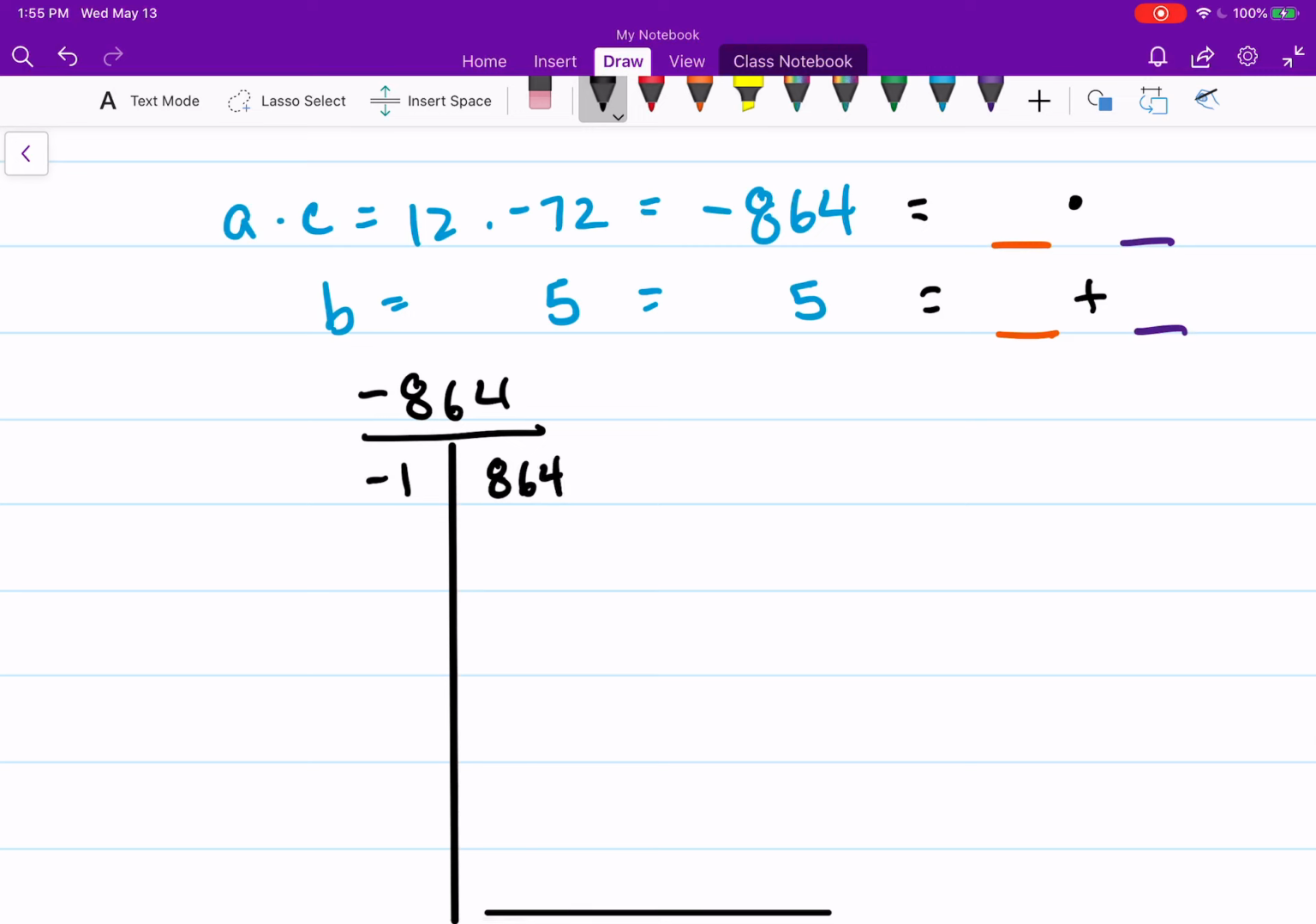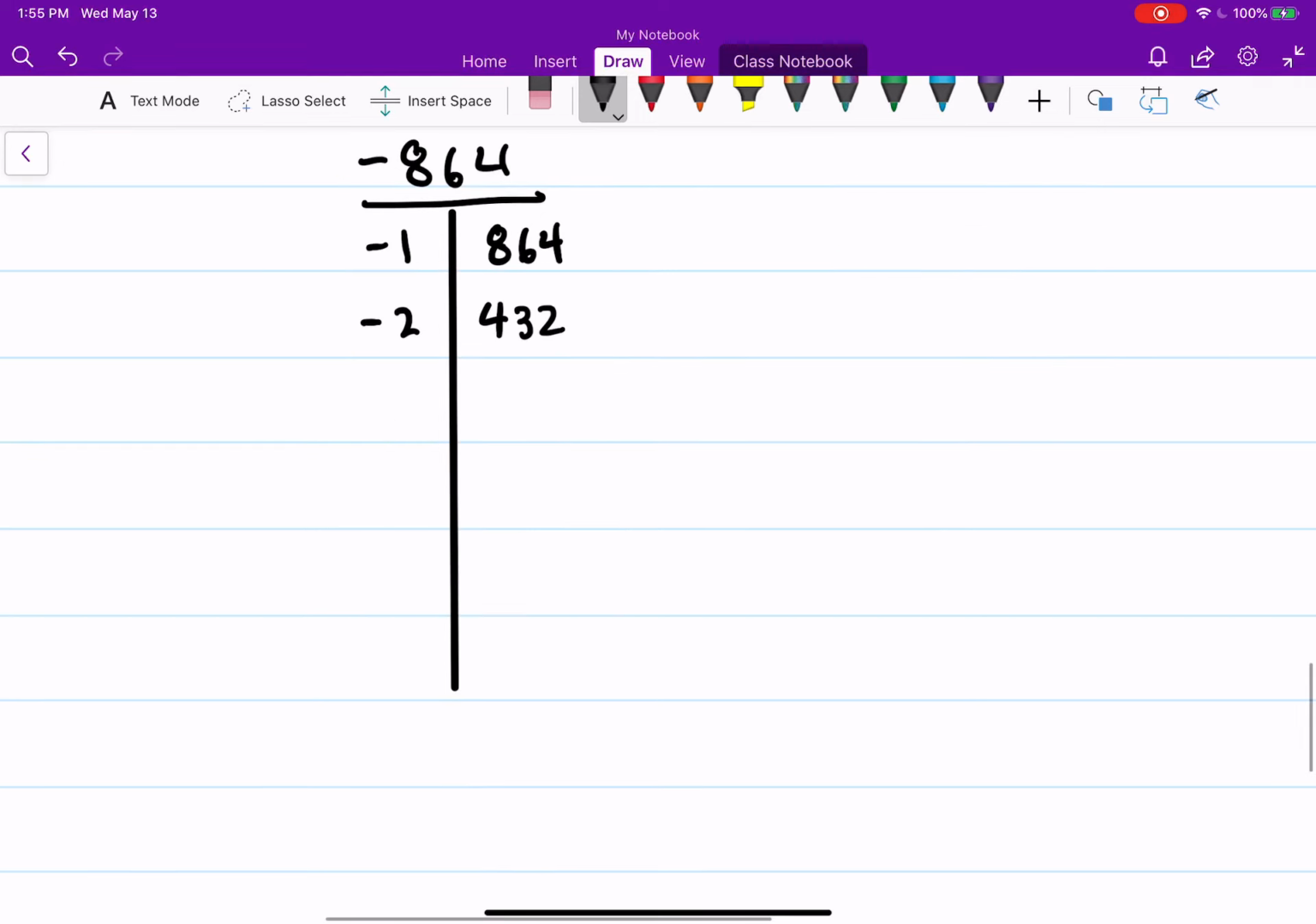All right, so it's going to be a negative 1, 864, right? So 864 divided by 2, negative 2, 432. Does 3 go into it? I'm going to say no. It does. Negative 3. Oh, because it's 18, so yes, it does. And 288. So if you notice the difference here is still a lot, right? 4 definitely goes into it.